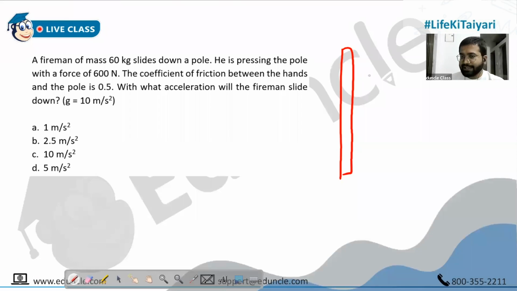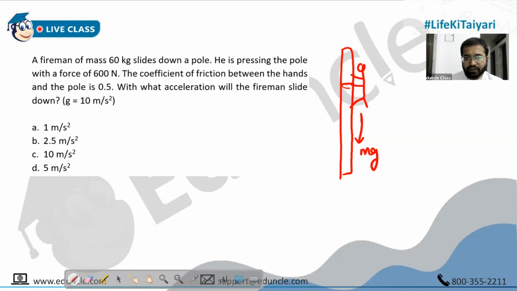Suppose here is the fireman, and he has his weight, mass into gravity, in the downward direction. But now he is applying a force, he's pressing the pole, because obviously when you try to slide down, you have to hold it, you have to press it, correct? Only then sliding can happen. Otherwise, if you will not press it, you will undergo free fall. It's very logical.